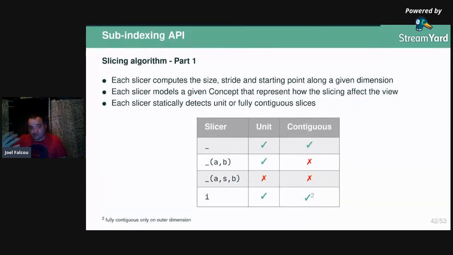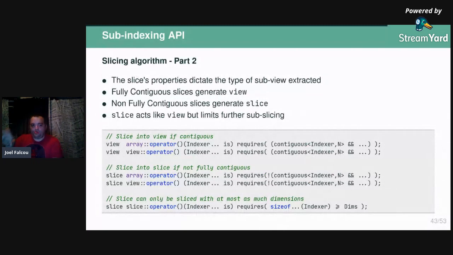Why? Because not being fully contiguous is not a problem by itself. You can have holes in your views, but if you have holes in your views, you cannot take a smaller view on this because it will not compute correctly. So we need to take care of that. To do so, we have concepts on all those slicers that tell us if it's a contiguous indexer or not. If you have an array view and you use contiguous indexers all along, you get a view, because the view conserves contiguity. Now, if you use at least one slicer which is not contiguous, you cannot have a view. You end up with a slice.